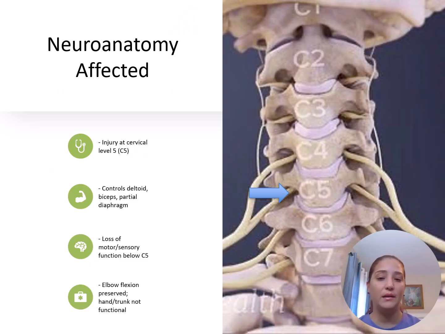The C5 spinal level is part of the cervical region of the spinal cord located near the base of the neck. This level controls key muscles like the deltoid and biceps, allowing for shoulder movement and elbow flexion. However, injury here cuts off motor and sensory signals below these points, meaning that the trunk, hand, and lower body function are lost or severely limited. While some sensation may remain, voluntary movement of the hands and fingers is not possible.